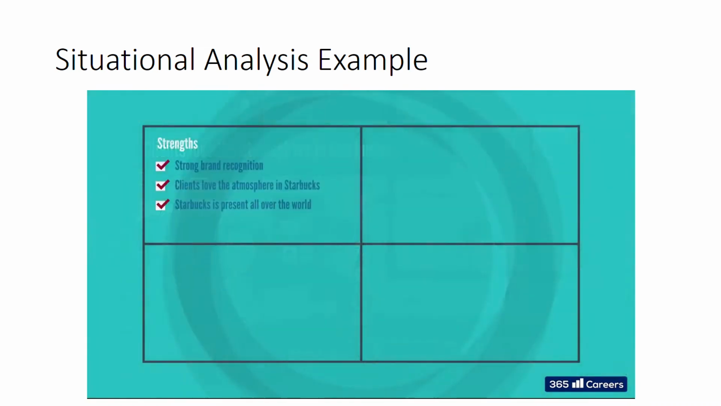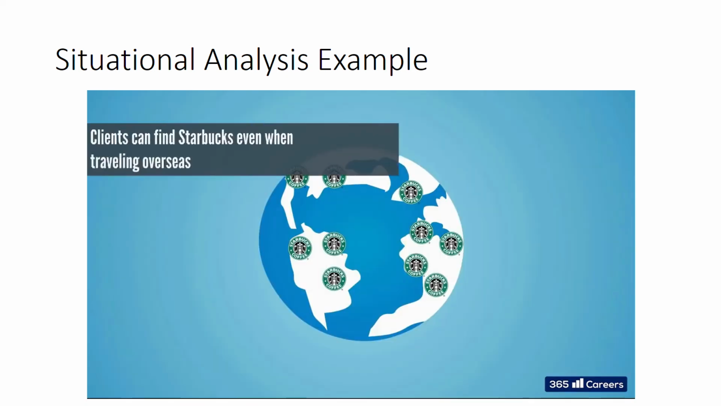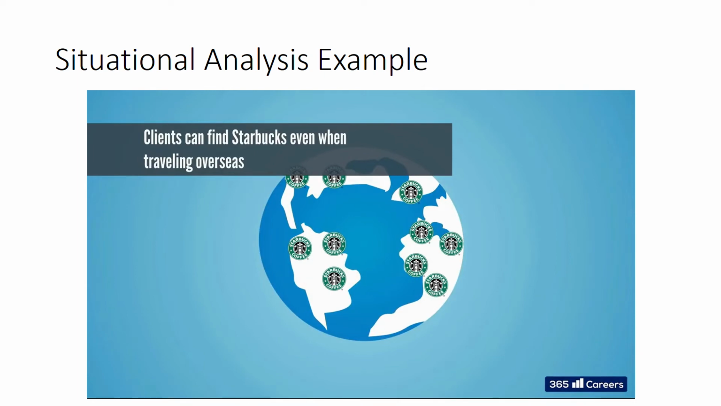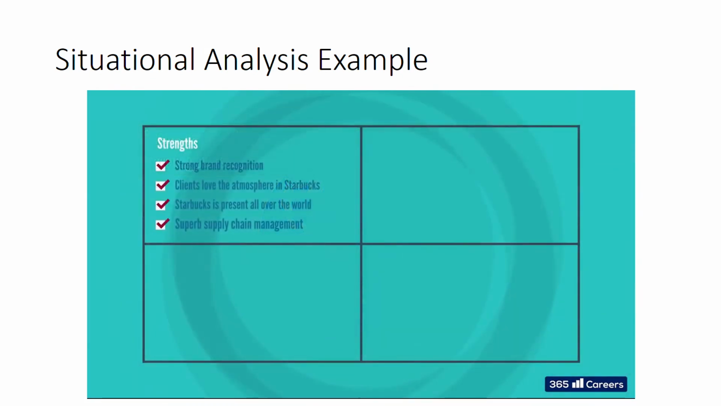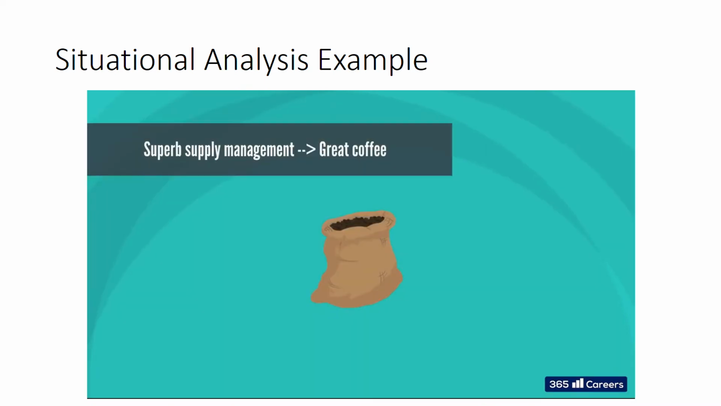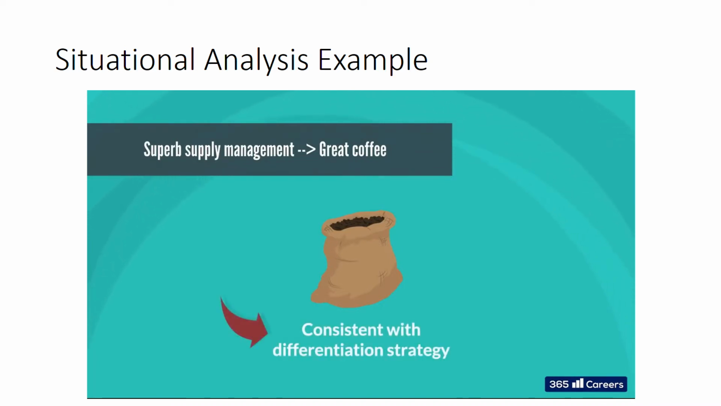The company owns thousands of outlets around the world, and its clients can find it even when traveling overseas. That's a strong advantage, as it ensures loyal clients can remain such even overseas. And finally, Starbucks supply chain management ensures the quality of coffee served to customers is excellent. The company chooses its suppliers carefully, which improves the quality of its products and ensures clients receive a super coffee experience. This is another choice in sync with its differentiation strategy.